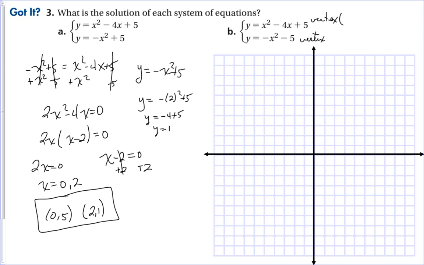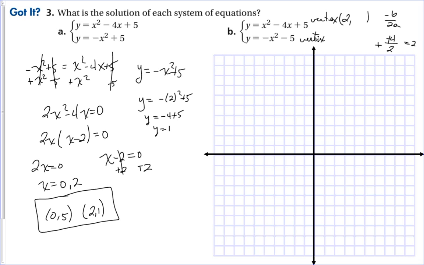All right, so let's get the vertex of this one. We know it's negative b over 2a. So negative, and then b is negative 4, over 2a. Well, a is 1, so this is just 2. That's plus and plus, so this is 2. So our x value is 2. Now we just have to plug it in and find our y value.